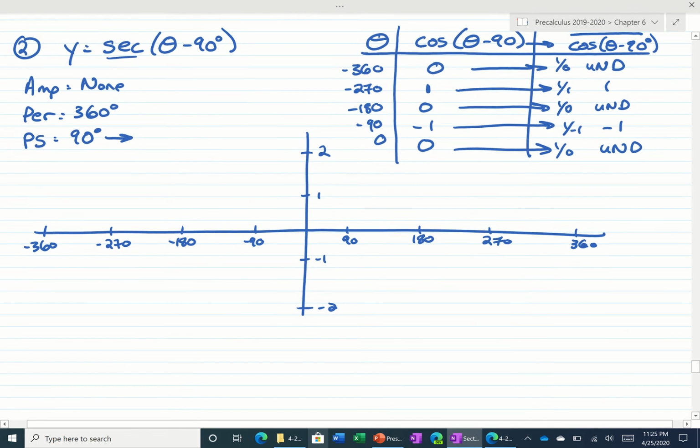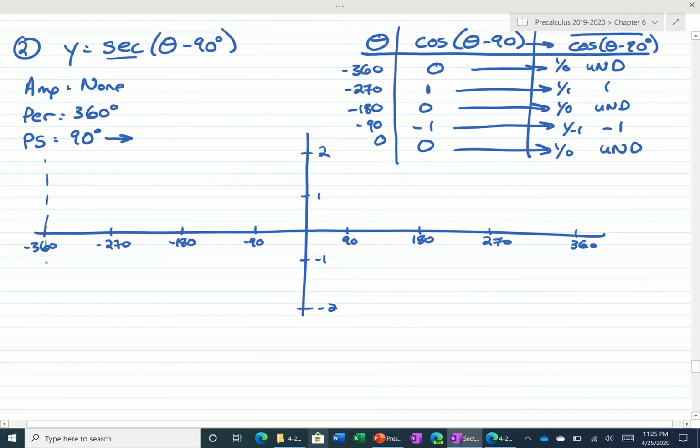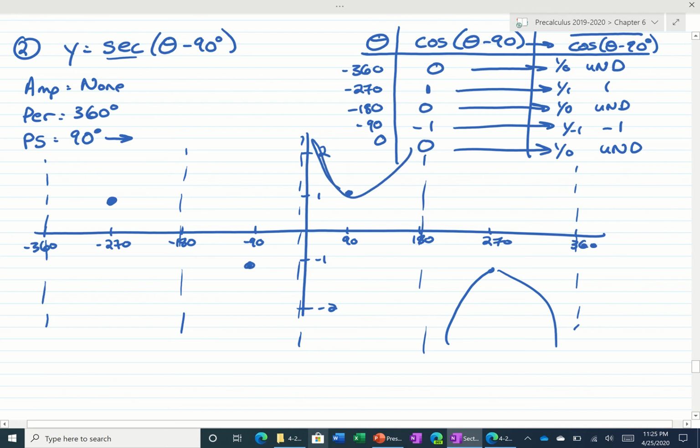Let's plot those points. Negative 360, it's undefined. The period's actually 360. And let's see here. At negative 270, it's 1. Then it goes undefined. Then it's negative 1. Undefined, 1. And you could see it's not a hard thing to graph. We know that this looks like waves. Or I'm sorry, we look like parabolas. So you should be able to handle something like that.